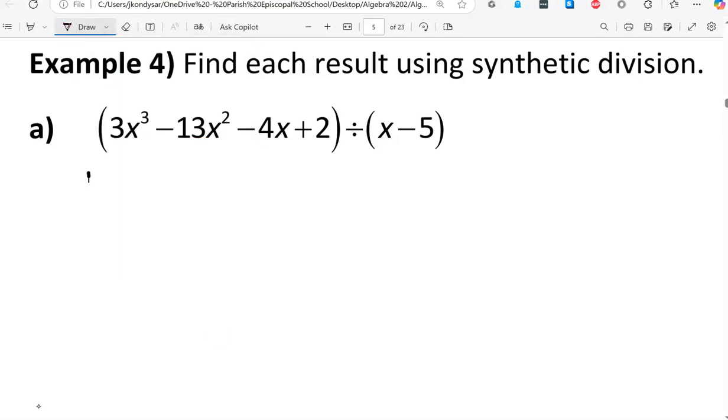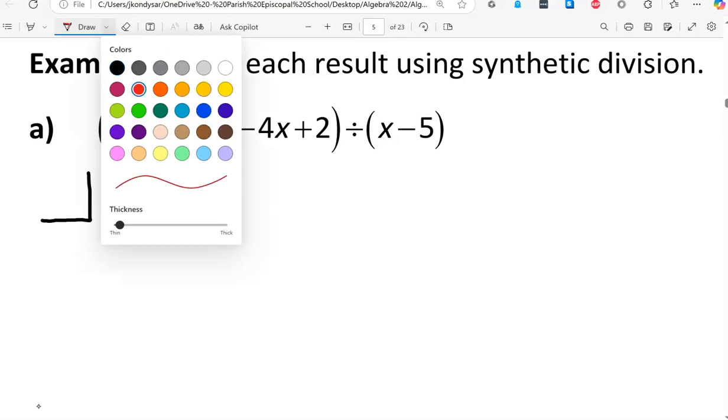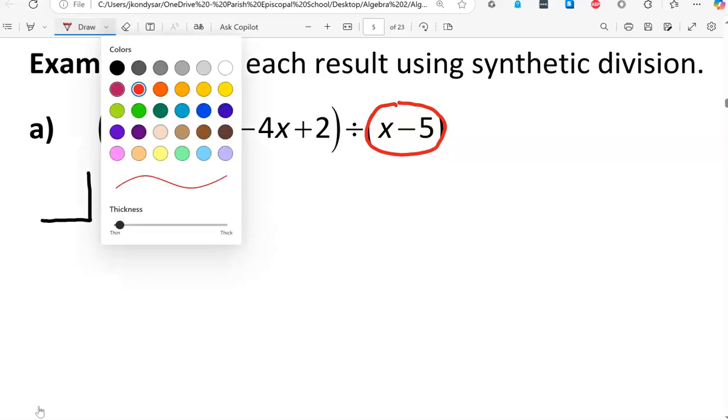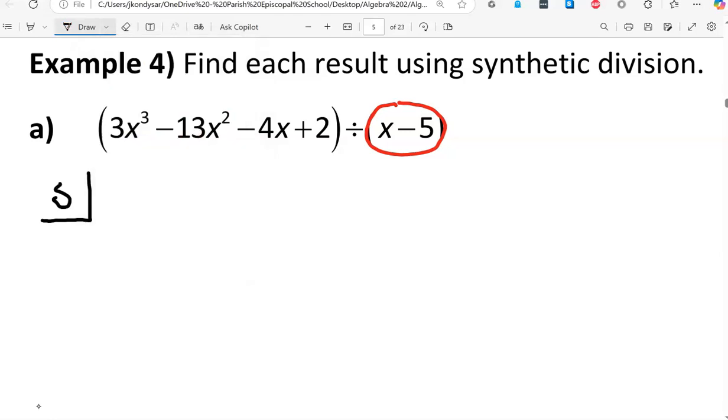First thing that I want you to do is draw a two-sided box on the left upper side of your page, and then I want you to think about your divisor and what value of x would make that divisor equal to 0. If x minus 5 equals 0, then x is equal to 5.